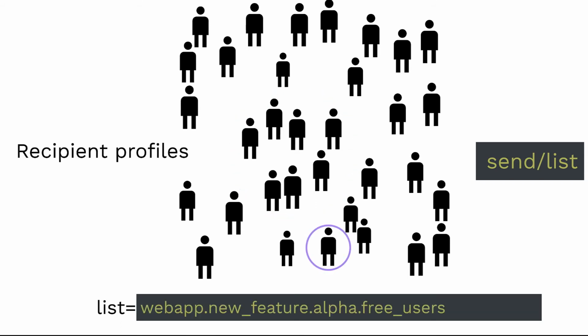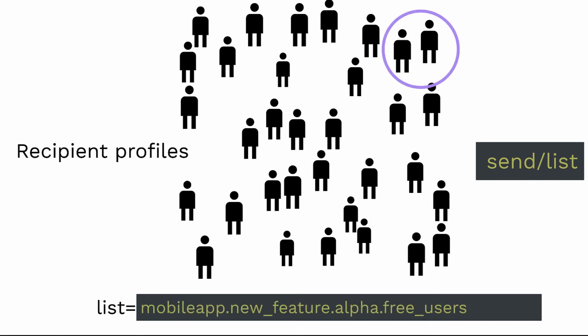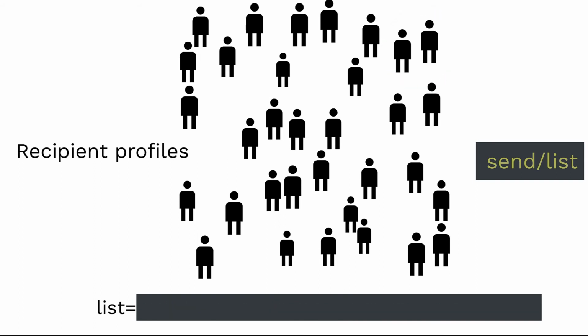One for our free alpha users, one for our free beta users. Let's subscribe our business customers in the beta test to a 3rd. And finally, one for our enterprise beta testers. Keep in mind, you must create each and every list, then subscribe all relevant profiles to it.